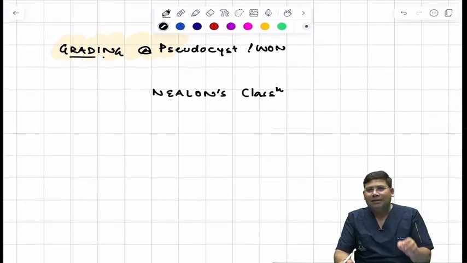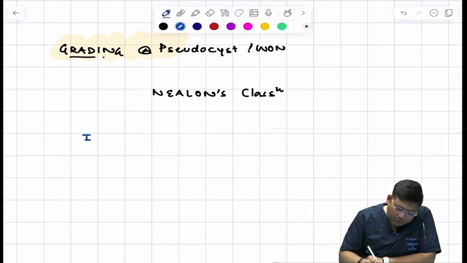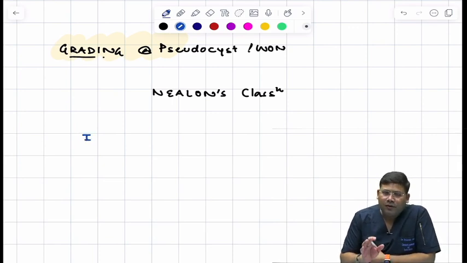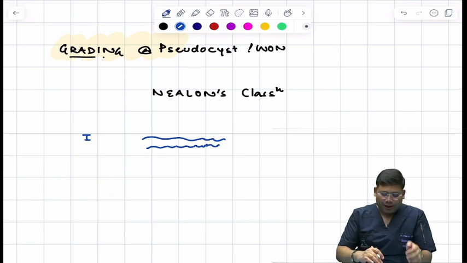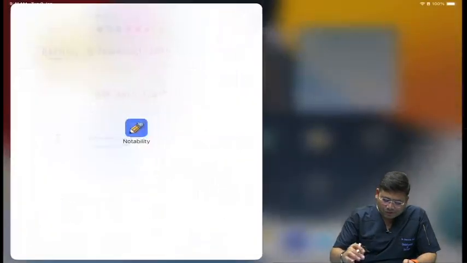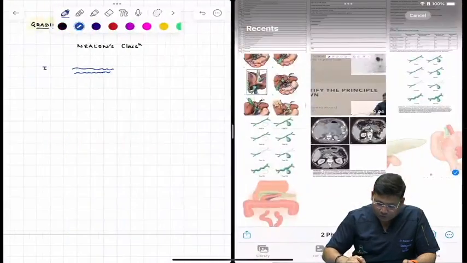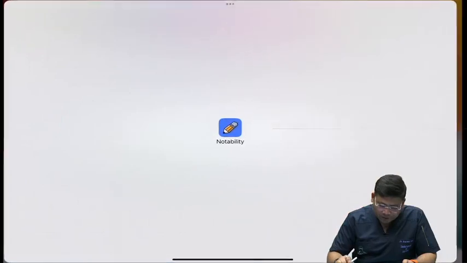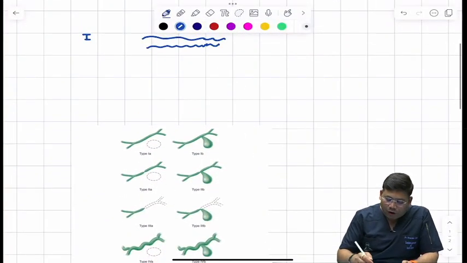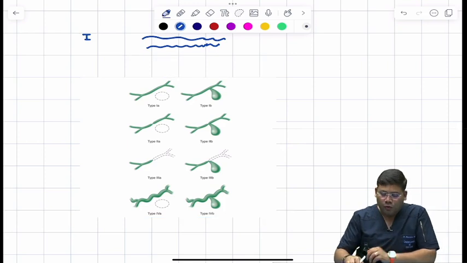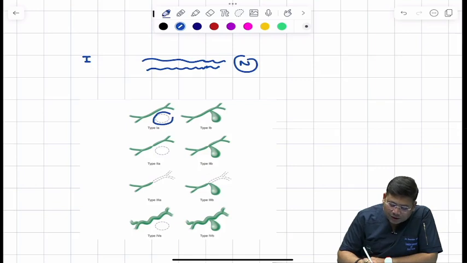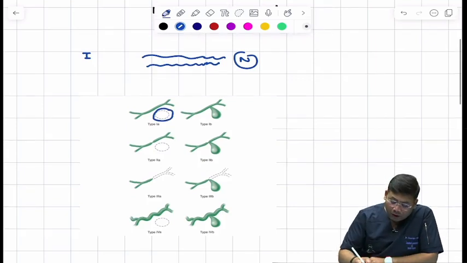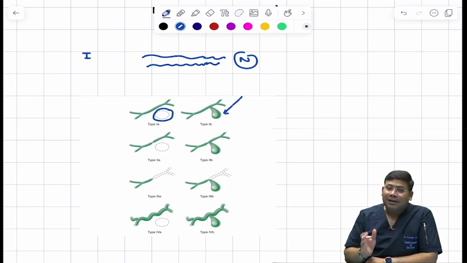So what is this Neelan's grading system? According to this we have 4 types. We have type 1. What is type 1? I'll just quickly share the image with you, so that will help you understand all of them. So if you see, there is a normal duct, there is no stricture in the duct. Now this is a pseudocyst around the normal duct. If you see here, the cyst is connected.